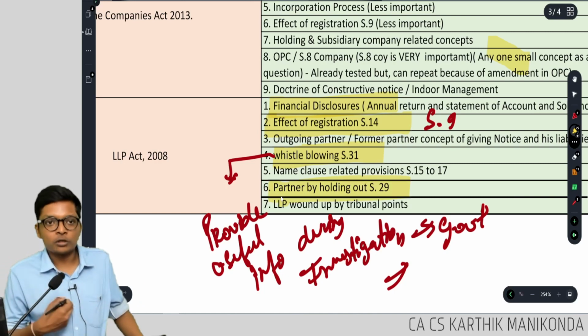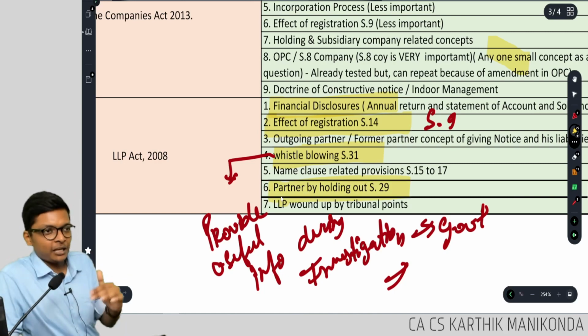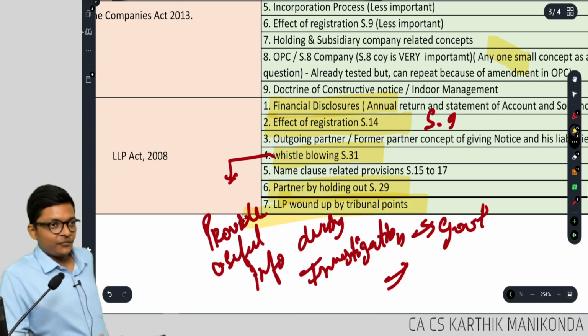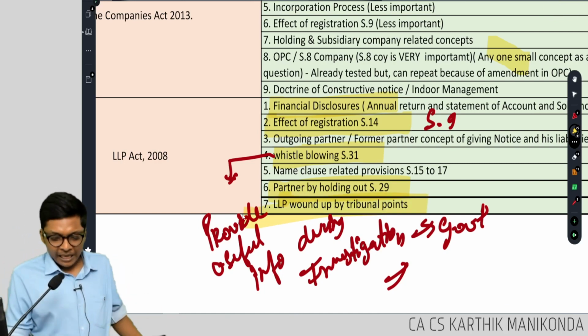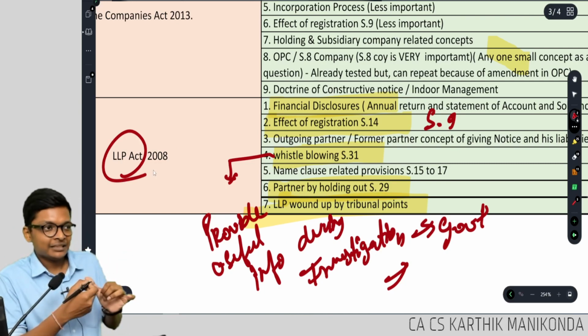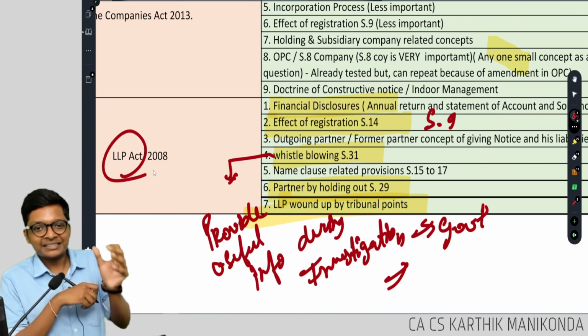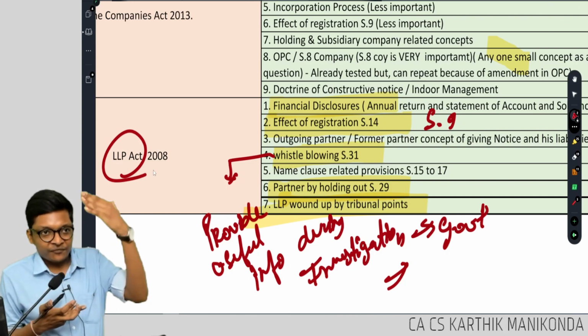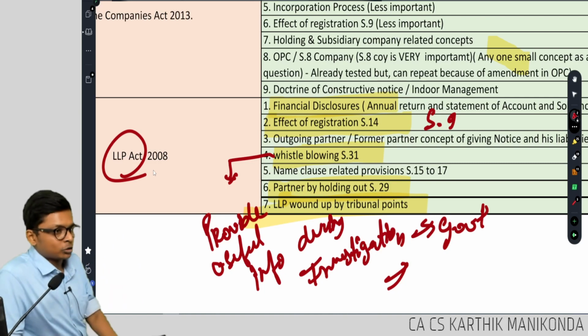Partner by holding out, we already finished. What is that? Partner by estoppel. LLP wound up by tribunal, we finished those 5 points. Apart from this, you also learn what is LLP, basic features, LLP and company difference, LLP and partnership difference. What are the core features of LLP? First page you will have that. Go through that also, guys.